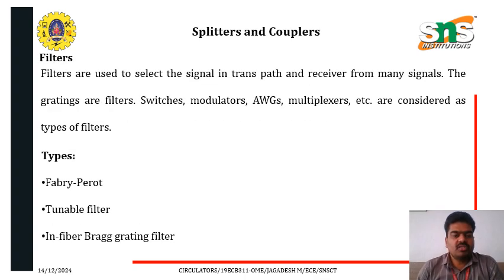Filters. Filters are used to select the signal in the transmitter and receiver from many signals. Gratings, filters, switches, modulators, AWGs, multiplexers, etc. are considered types of filters. The types are Fabry-Perot, tunable filter, and in-fiber Bragg grating filter.